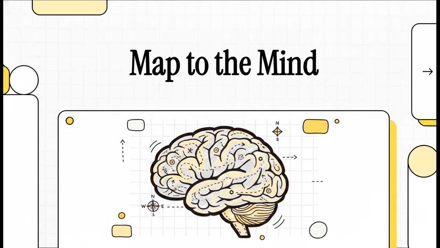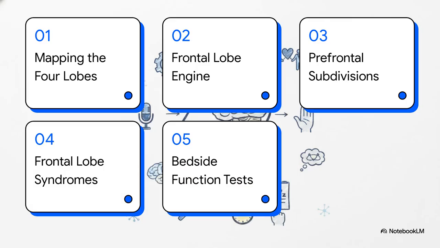Welcome to this explainer. Today, we're going to completely demystify the macro structure of the brain. Seriously, by the time we're done here, you're going to be equipped to read the cerebral cortex exactly like a finely detailed map. Let's jump right in. So, here's our roadmap for the journey.